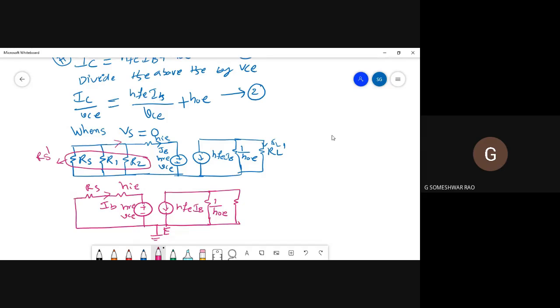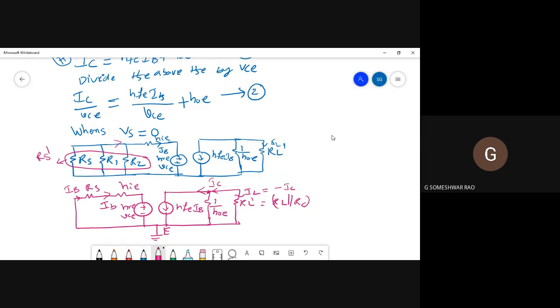The current which is flowing is IB. This is RL dash. Of course, RL dash is nothing but RL in parallel with RC. And the current which is flowing is IL. And the current dividing here is nothing but IC. IL is minus IC.